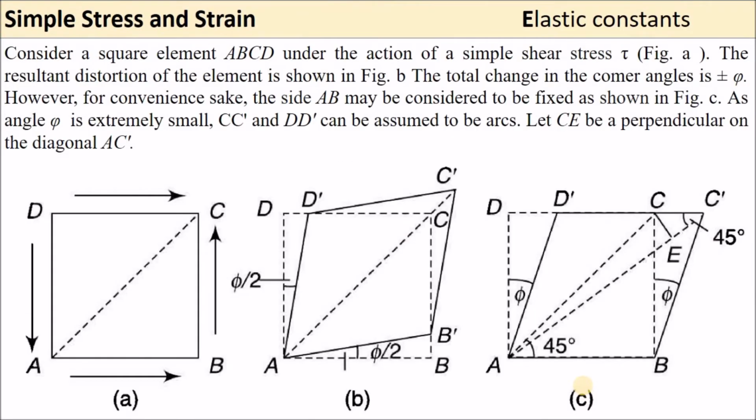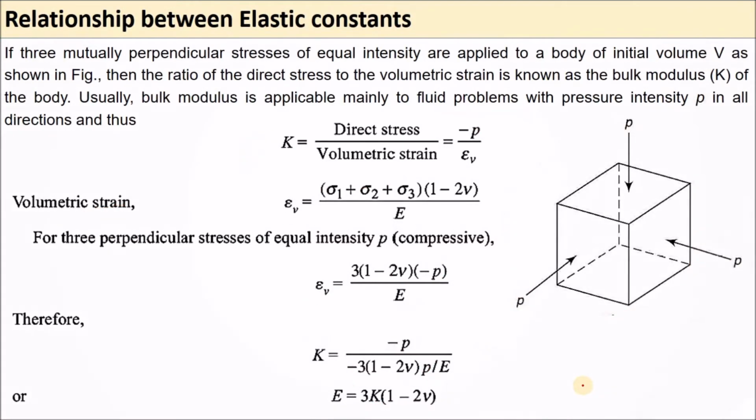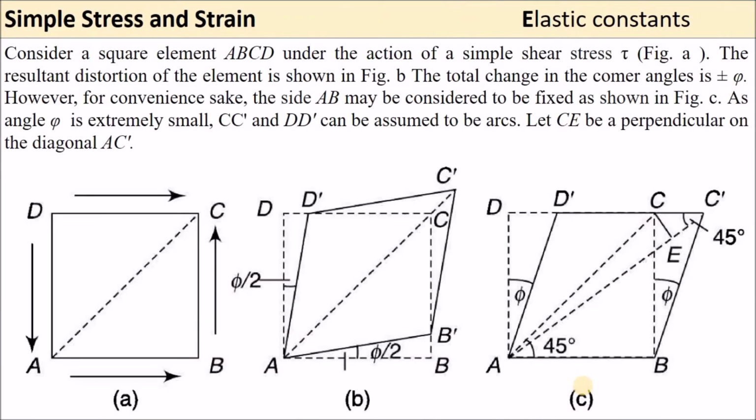Second, we should find the relationship between E and G. E means Young's modulus, G means shear modulus. Consider a square element ABCD under the action of a simple shear stress tau, as shown in the figure. Here this one is reversed, in this way.